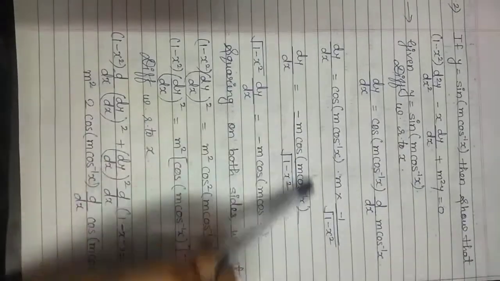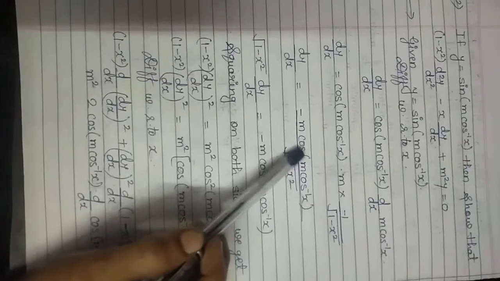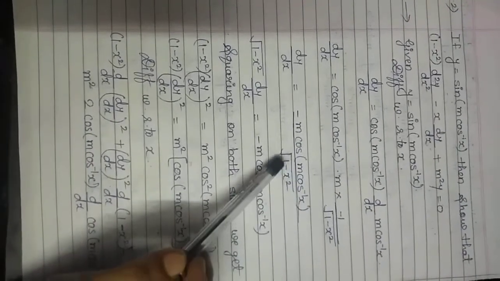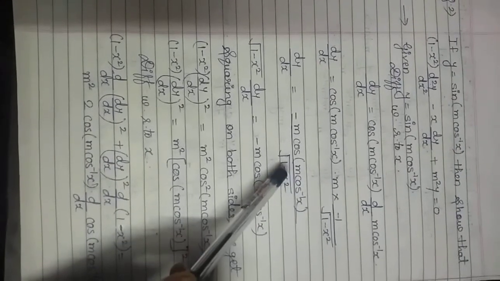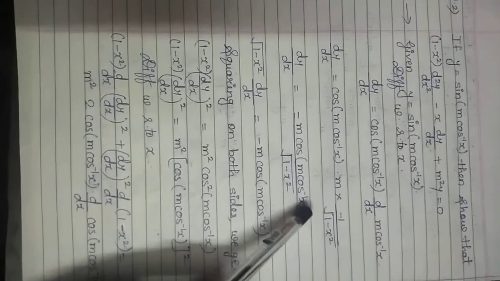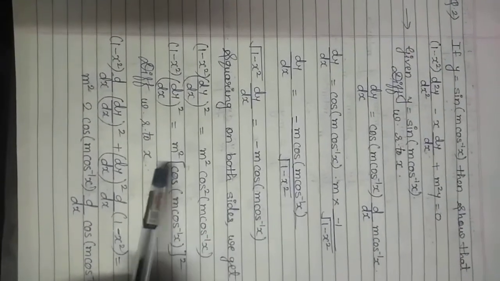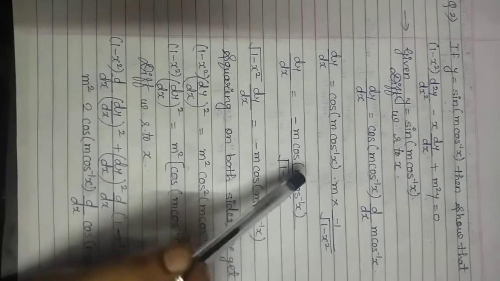Now this entire term together we can write as minus m into cos of m into cos inverse of x upon under root 1 minus x square. Here also while finding second order derivative, instead of using u by v rule formula, we will apply this method that will be simple as compared to the division method.